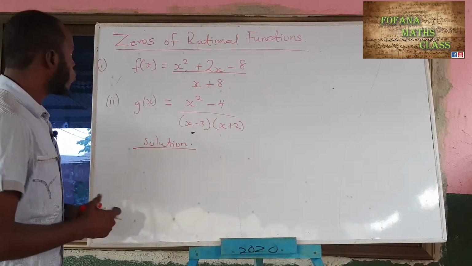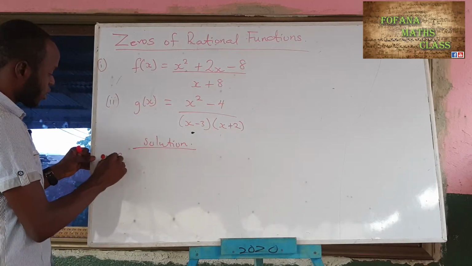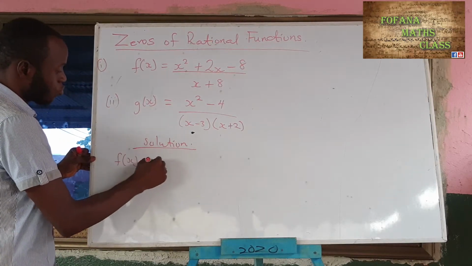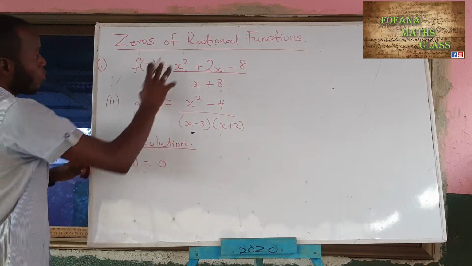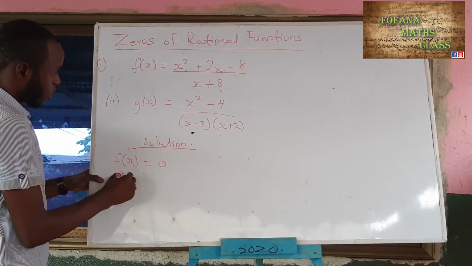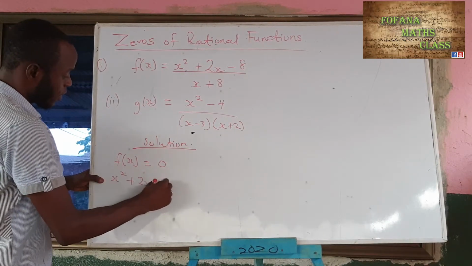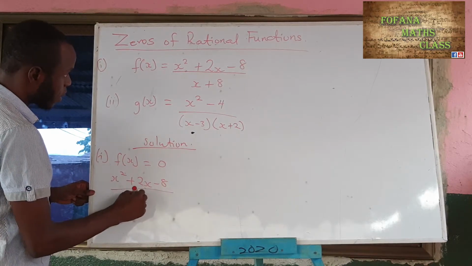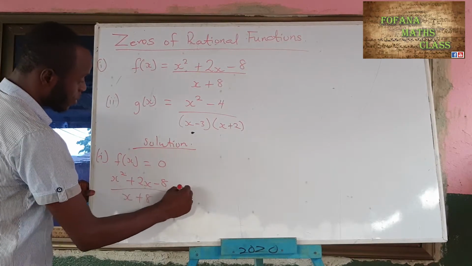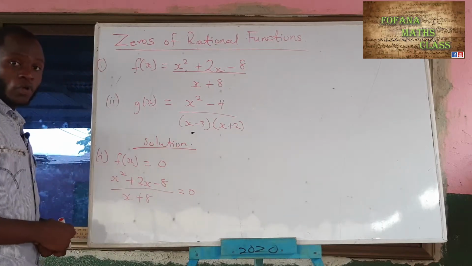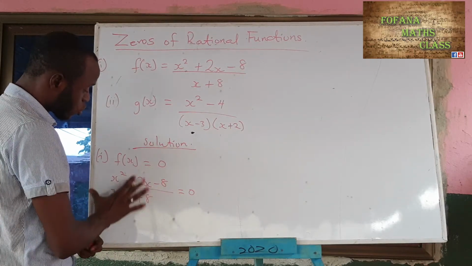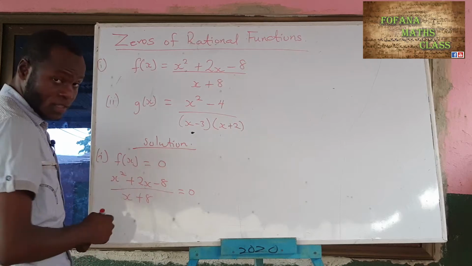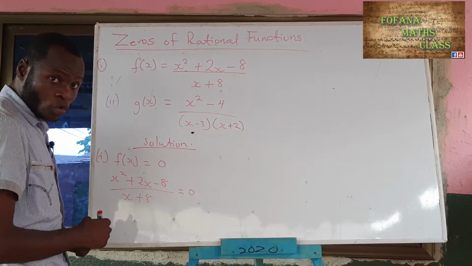All right, now when you pick the first question, all you need to do is set f of x to 0. So you pick the function, which is x squared plus 2x minus 8, all over x plus 8, and you set it to 0. Now, setting it to 0, you solve for the unknown variable, which is the x in the expression.